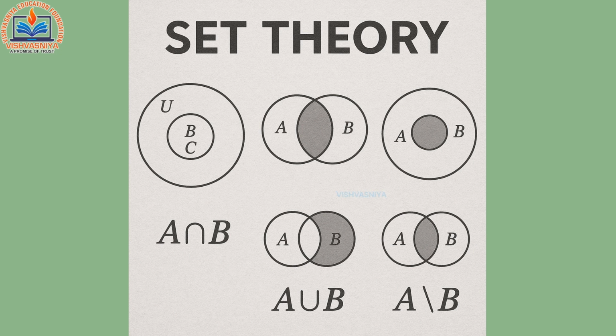Sir, how are they drawn? With circles for sets and a rectangle for the universal set. Shaded areas show relations.